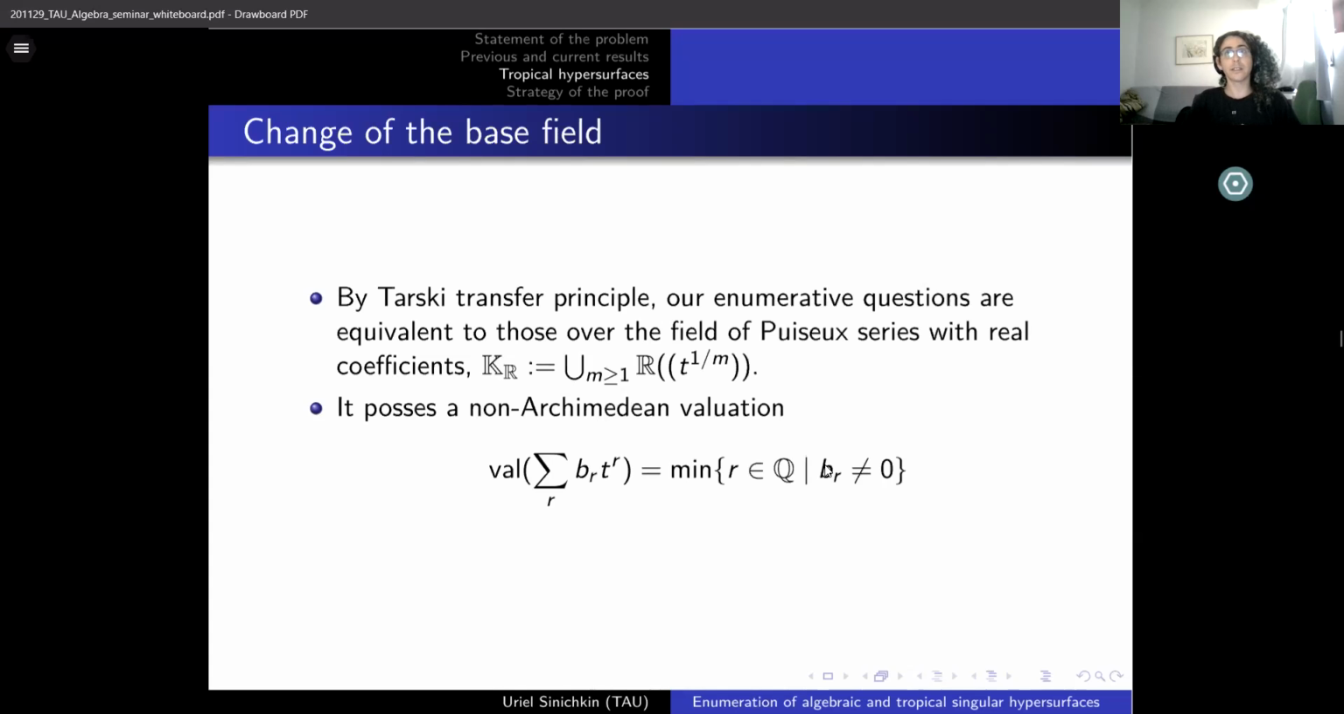In model theory, there is a result called the Tarski transfer principle that says that the first order theory of real closed fields is complete, is the same for every real closed field. And of course, our enumerative question can be formulated in first order logic, so we can change to another real closed field. For example, the Puiseux series with real coefficients, which is a real closed field indeed.